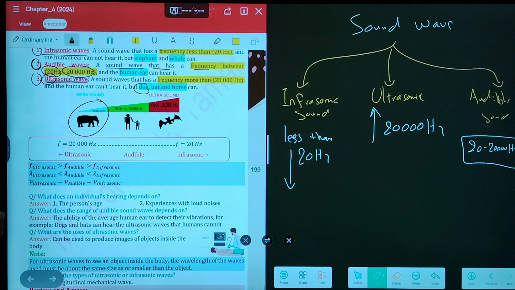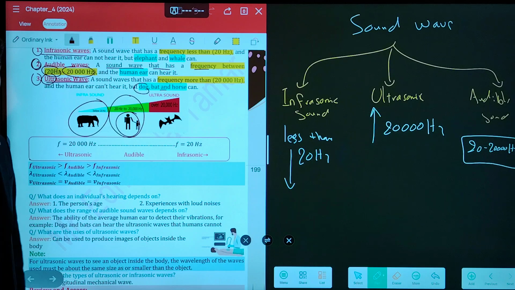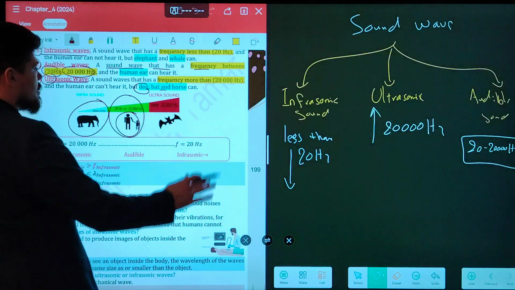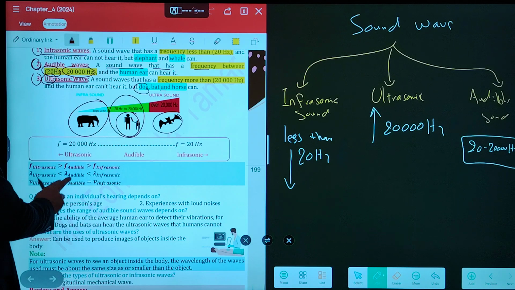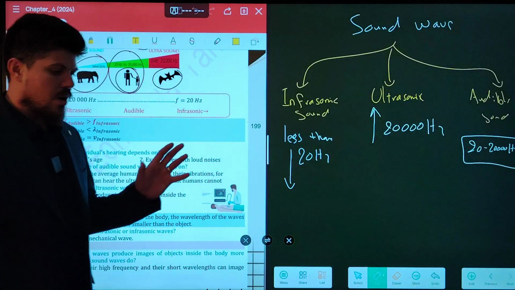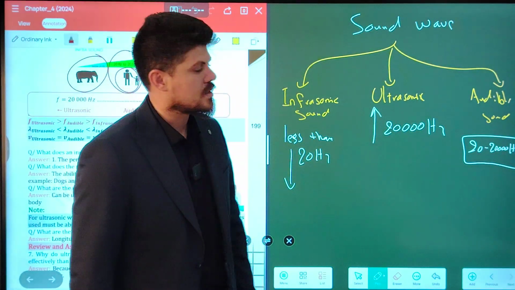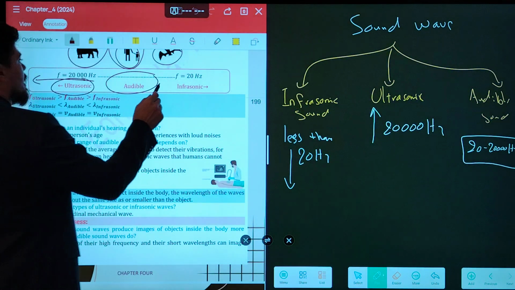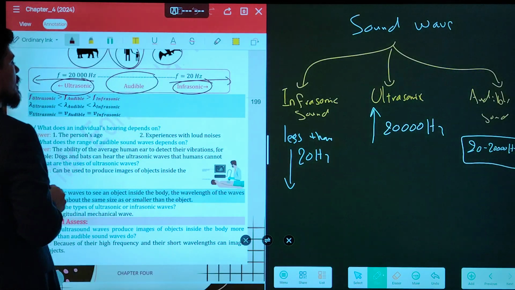Infrasonic: elephants can hear this frequency. Audible sound: humans can detect this sound, in the range between 20 and 20,000 hertz. Over 20,000 hertz, only bats, horses, and dogs can hear this frequency. What is the range of frequency that human ears can detect? Between 20 and 20,000 hertz. This is audible. More than 20,000 hertz is ultrasonic, and less than 20 hertz is infrasonic.